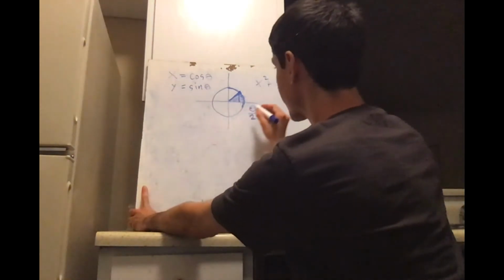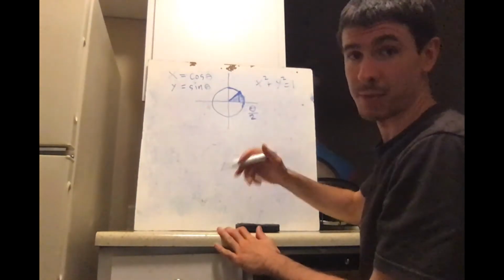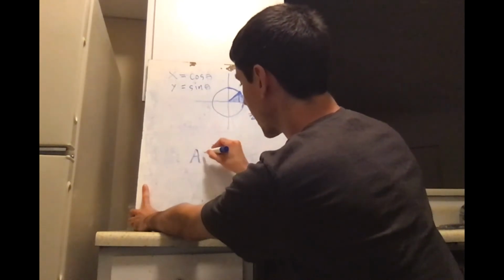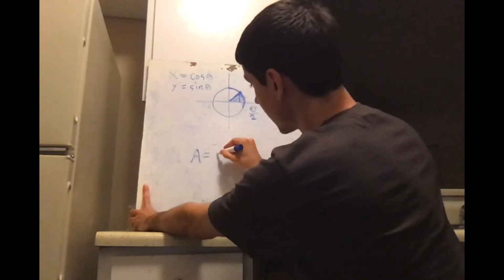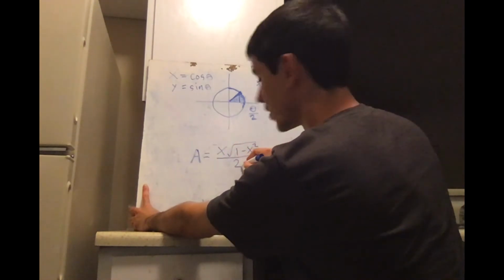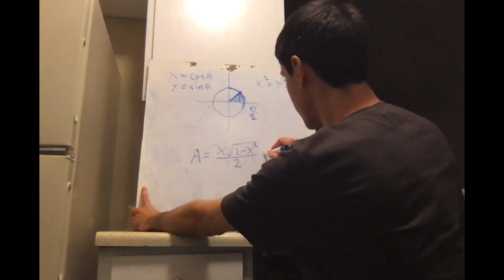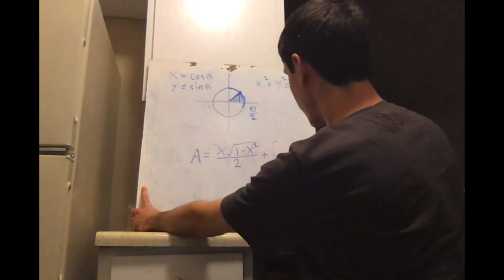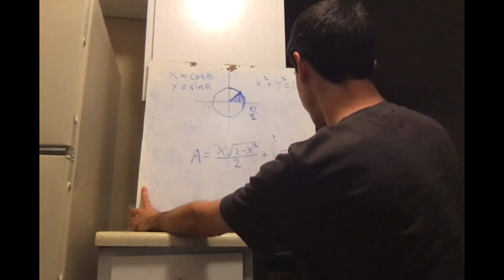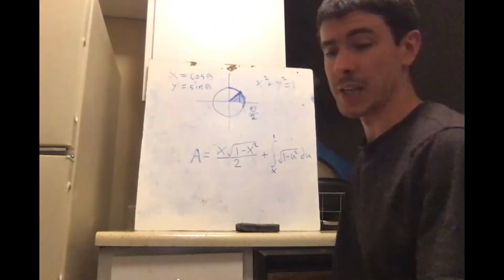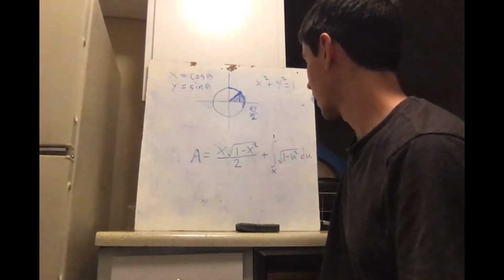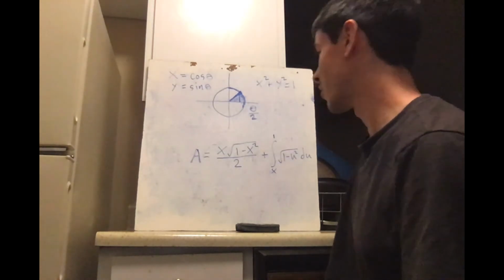And so, let's call this shaded region A, which is of course theta over 2. So A equals x times the square root of 1 minus x squared over 2, plus, this time, the integral from x to 1 of the square root of 1 minus u squared du. From this we can go through several of the same steps.